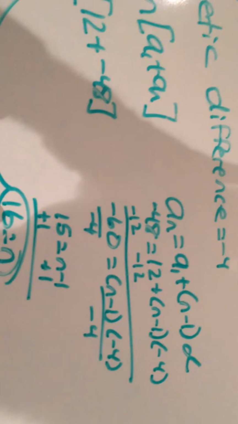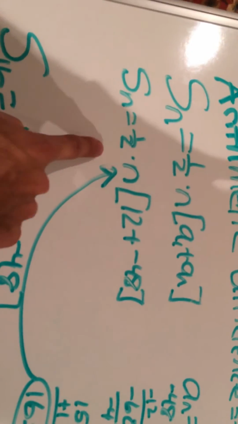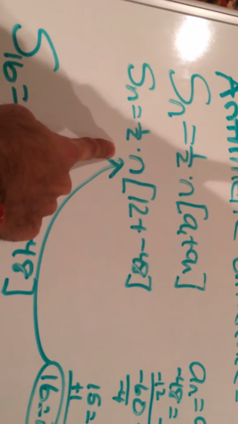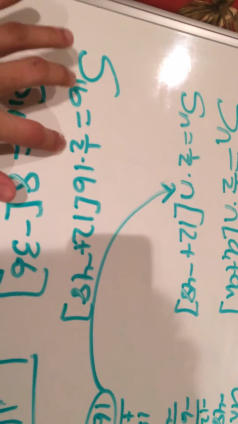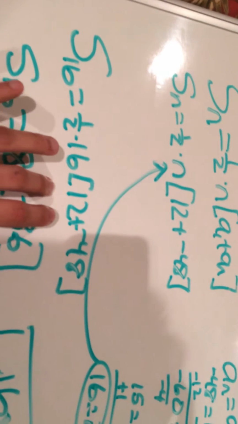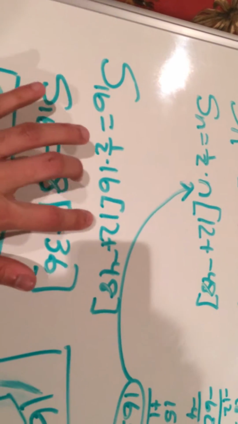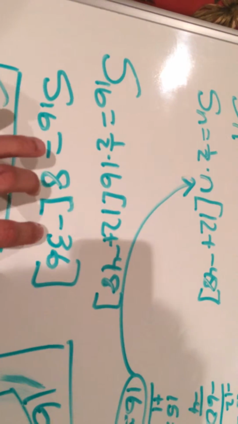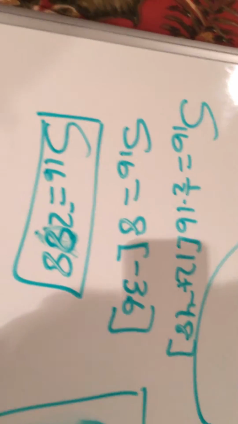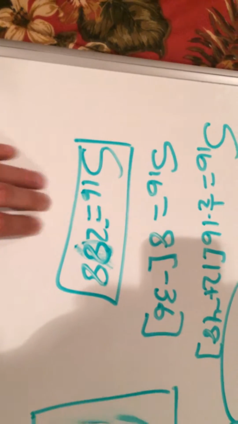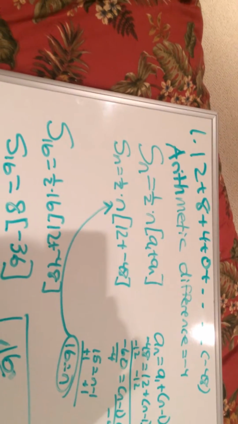So I can now take the 16 and plug it into where before I had a roadblock. So now I go down here and I say S16 equals 1/2 times 16 times 12 plus negative 48. 1/2 times 16, as you all know, is 8. 12 plus negative 48 is negative 36. Negative 36 times 8 is negative 288. So that's the part to get the sum.